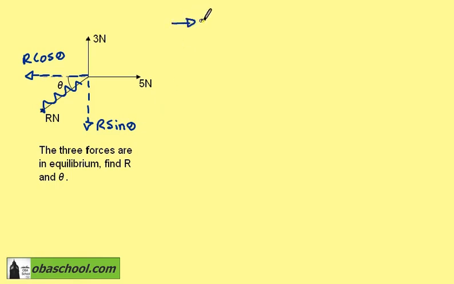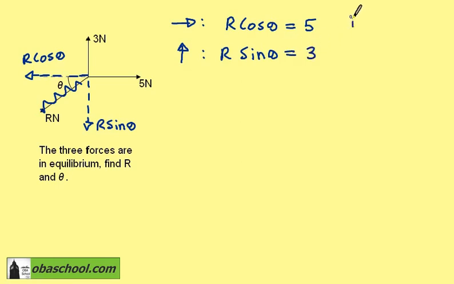The horizontal forces must be balanced, which tells me that R cos theta must be equal to 5. The same is true for the vertical components, so R sin theta must be equal to 3. We have simultaneous equations which we need to solve.